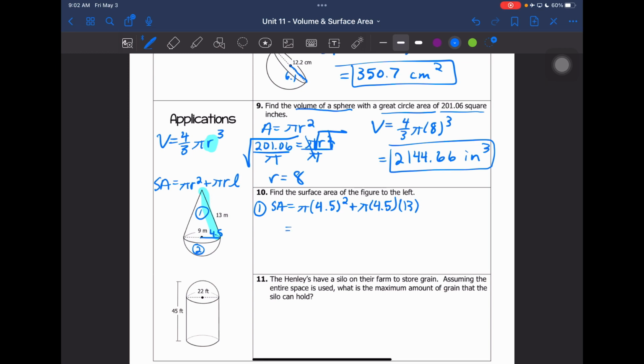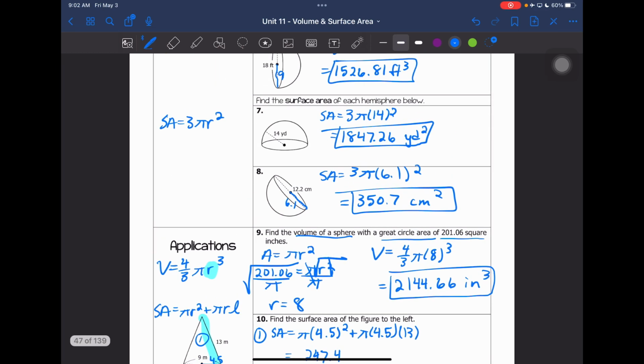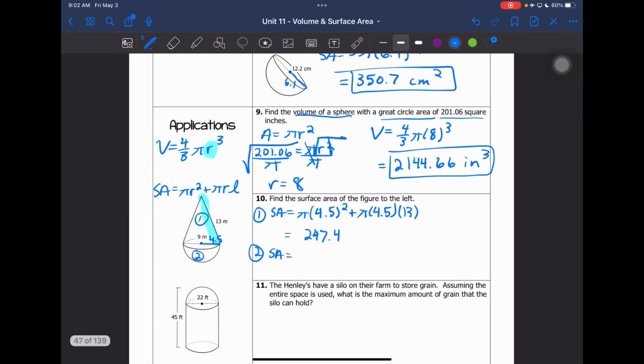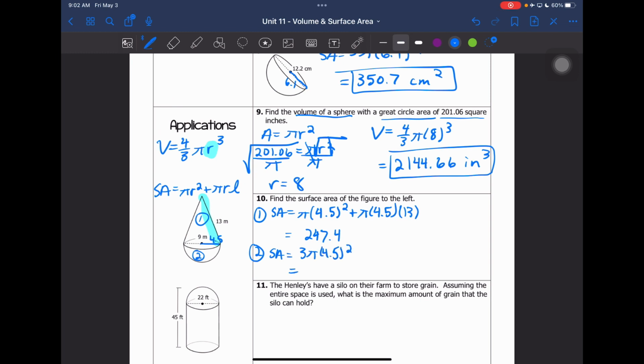And then you could find out what that is by just typing all of that in one line. This comes out to 247.40, or we can just leave it as 247.4. And then let's find the surface area of the hemisphere. That's the formula we were just using, the 3 pi r squared. So 3 pi 4.5 squared comes out to 190.85. So let's go off to the side to figure out what the total surface area is going to be.